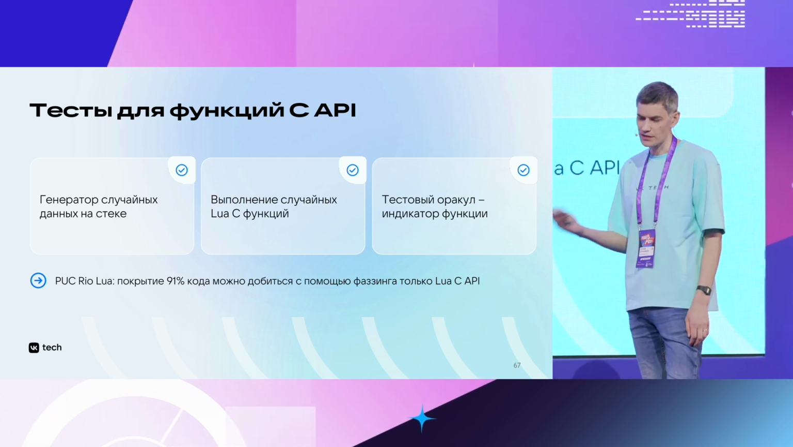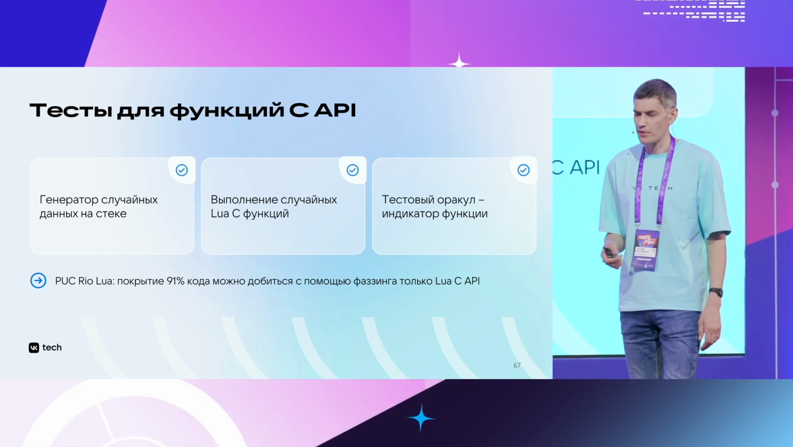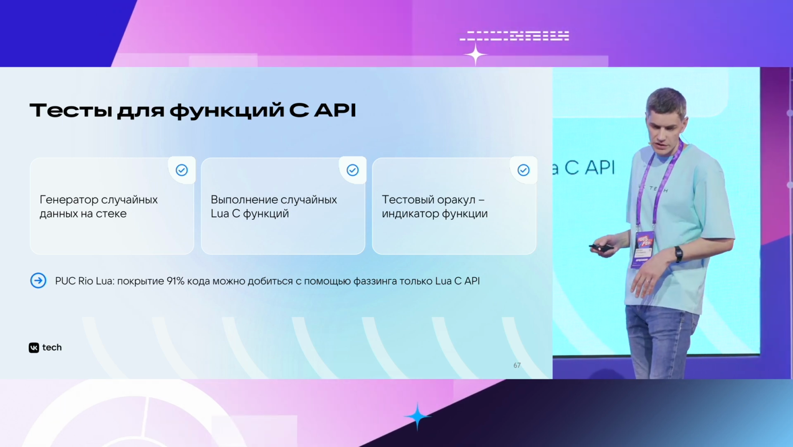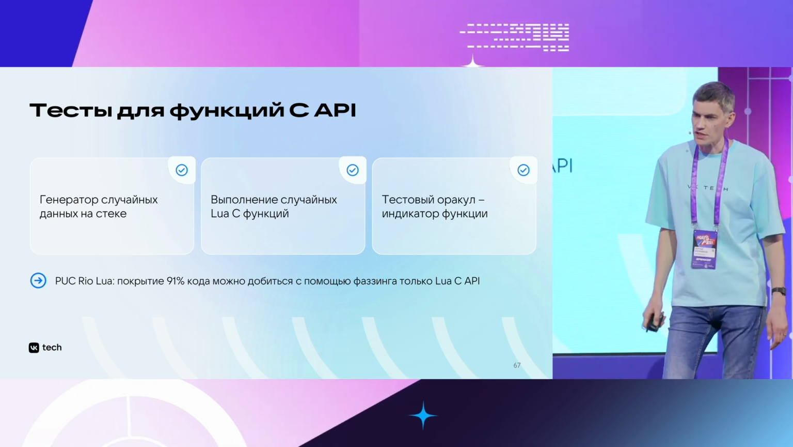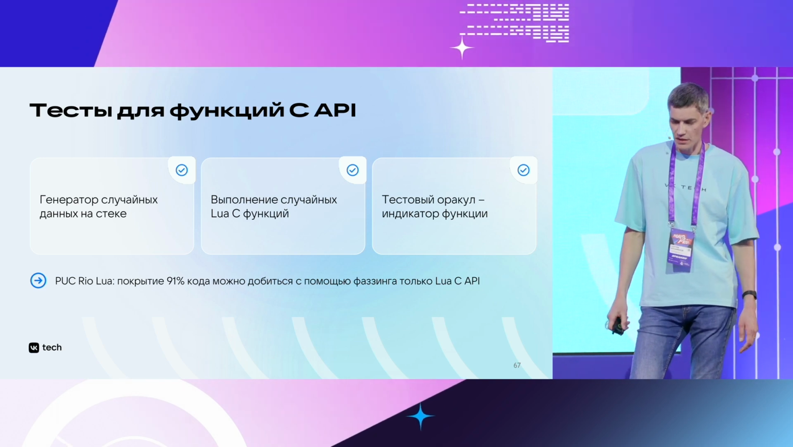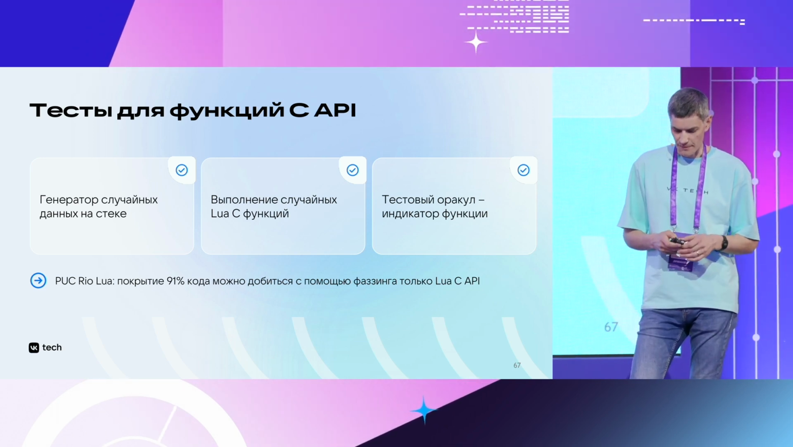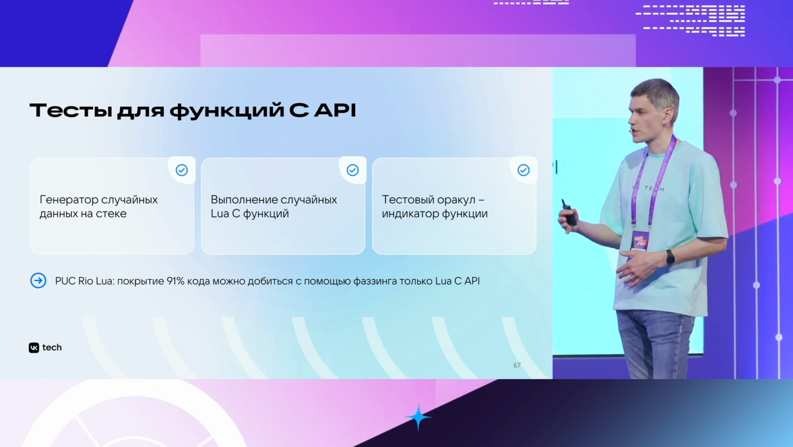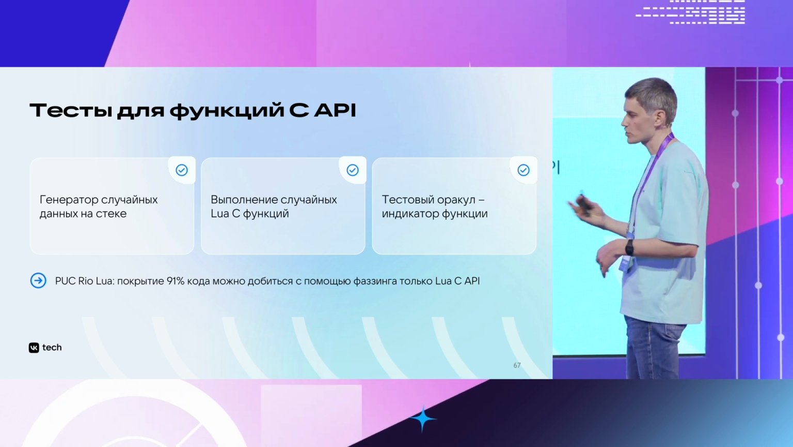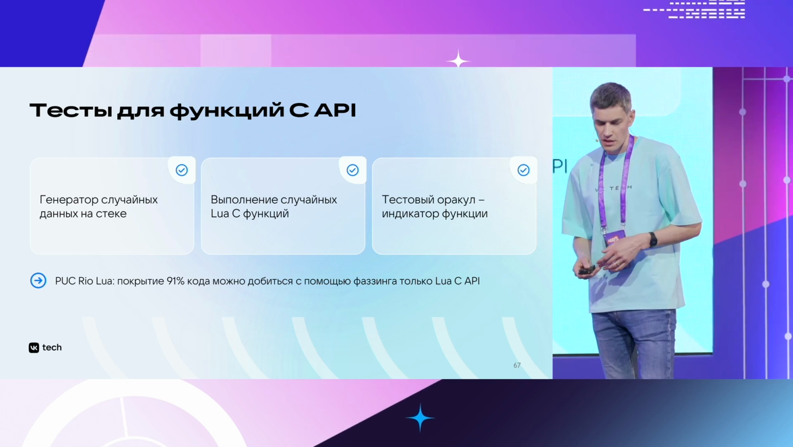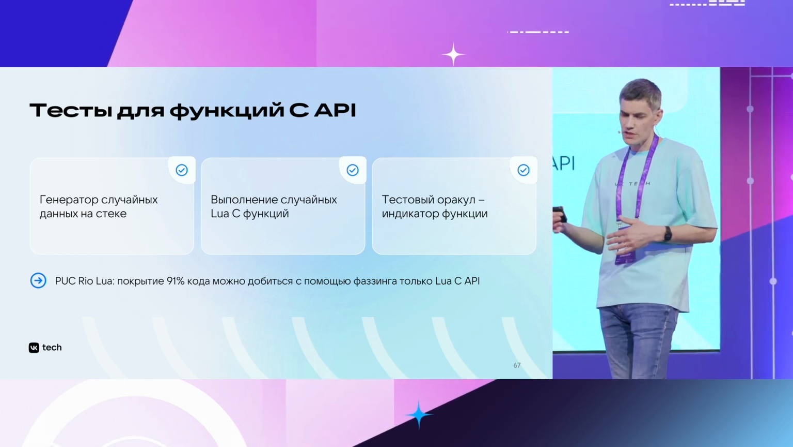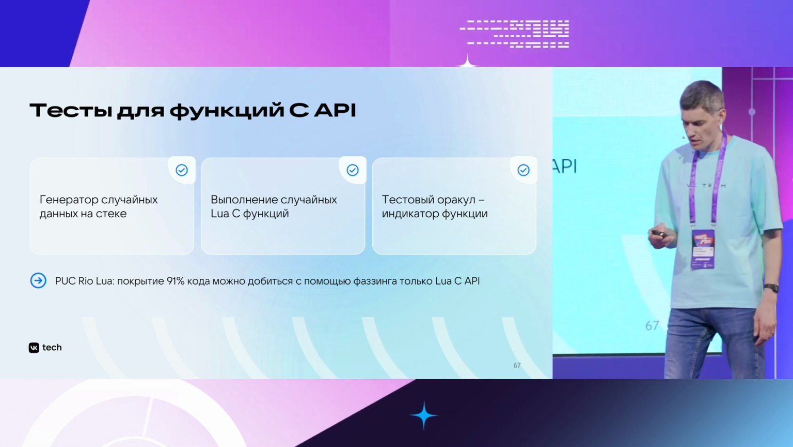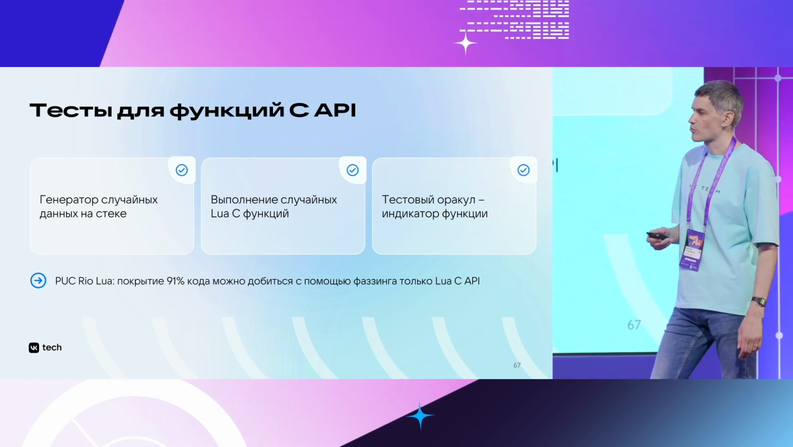functions in C API. You might have heard about design by contract. That's pretty much the same or similar. This can be used as a test oracle to check for correctness. Here is the test itself. We call random functions, we pass random arguments to them, and we see if this indicator is satisfied.